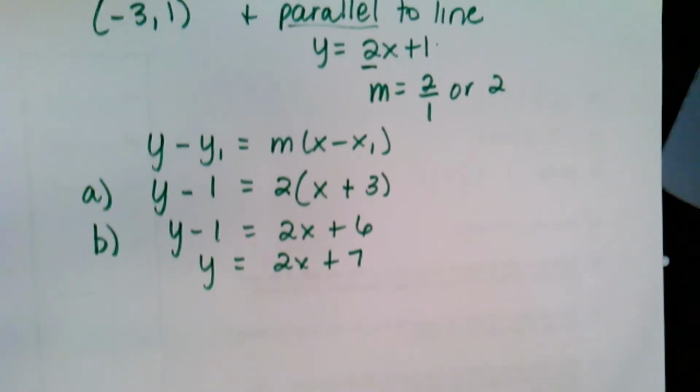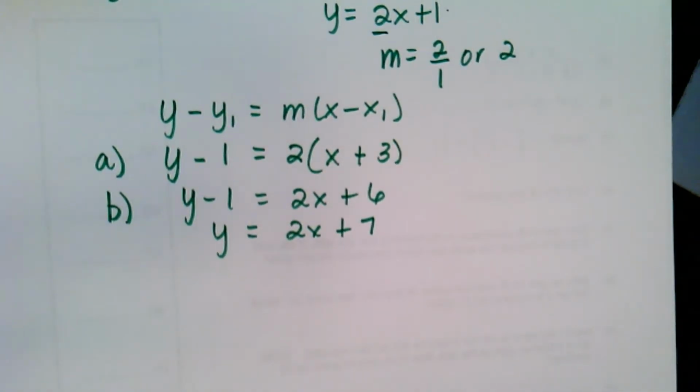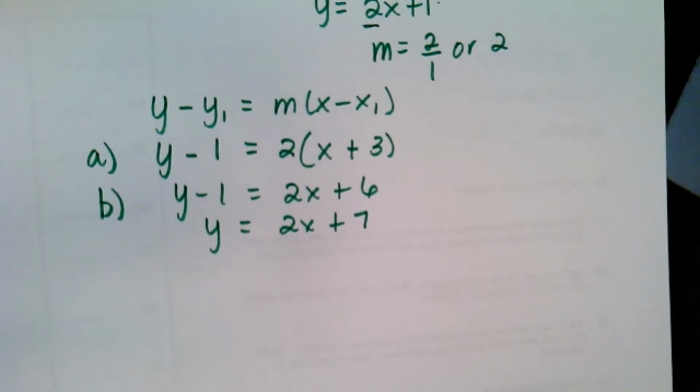Alright, the next example. Let me find a good one. Trying to find one that's a good one in the book. Don't really give you any. Oh, there they are. All right.